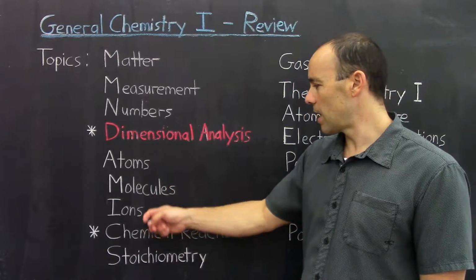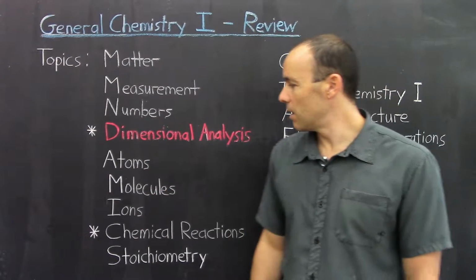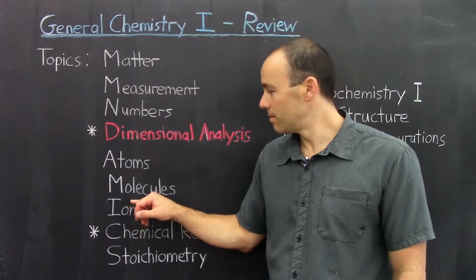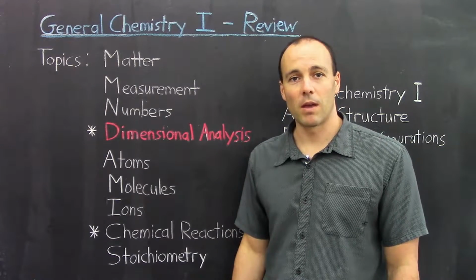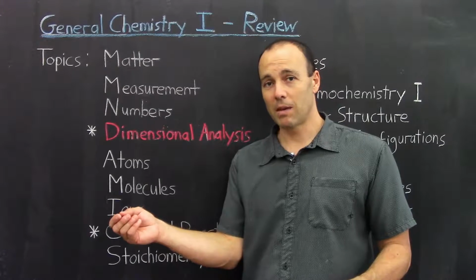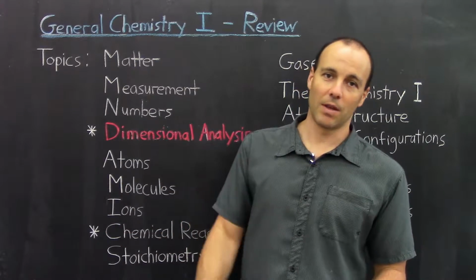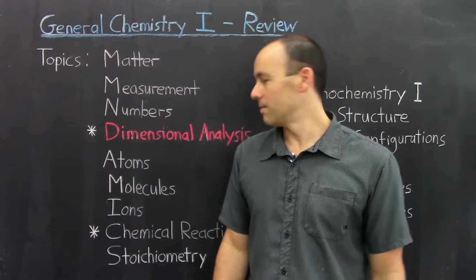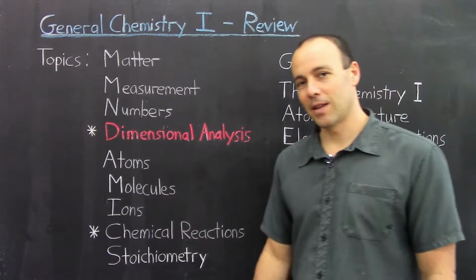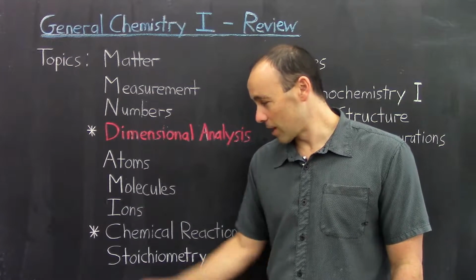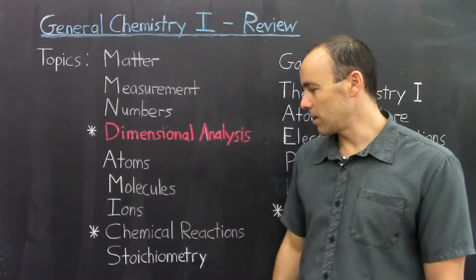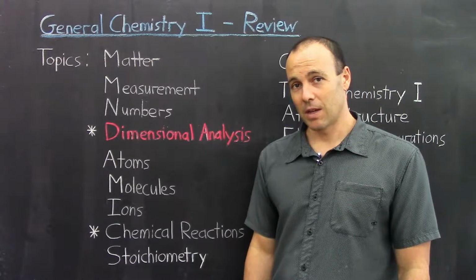Atoms, molecules, and ions kind of go together. The building blocks of matter. Ions are what you get when you either remove an electron from an atom or molecule, or you give it an extra electron or two. Chemical reactions, finally. We'll take a closer look at chemical reactions, probably do a calculation involving the stoichiometry of a chemical reaction.